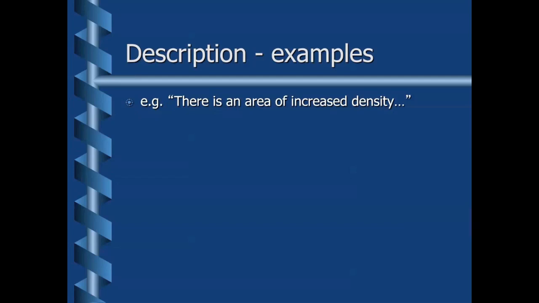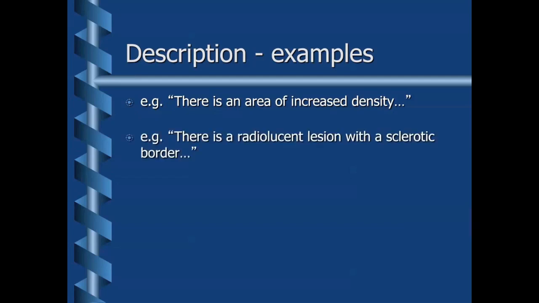So you could, for example, say there is an area of increased density. There is a radiolucent lesion with a sclerotic border. So radiolucent lesion meaning there's a lesion that has decreased density or radiolucency, but in this example we're saying it has a sclerotic border, so it has an area of increased density over and above normal around the border of the lesion.